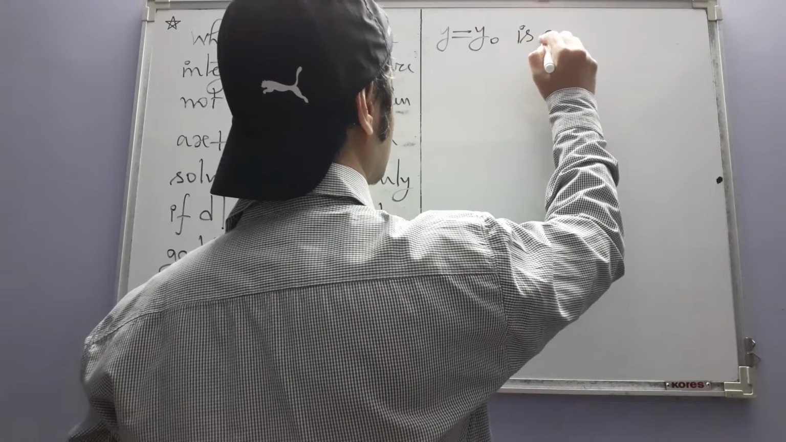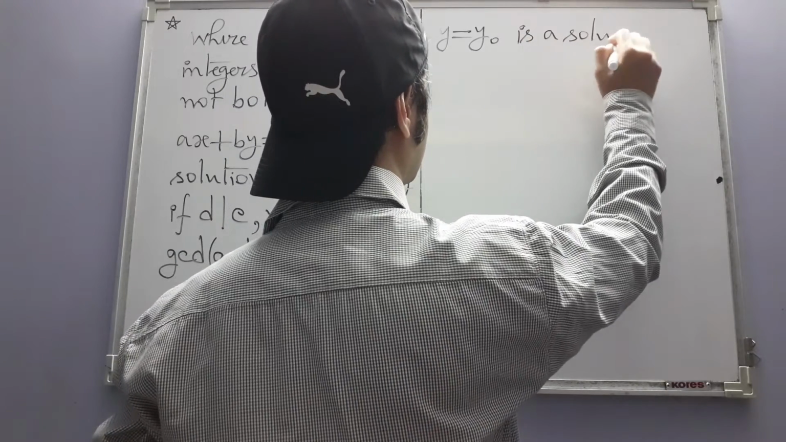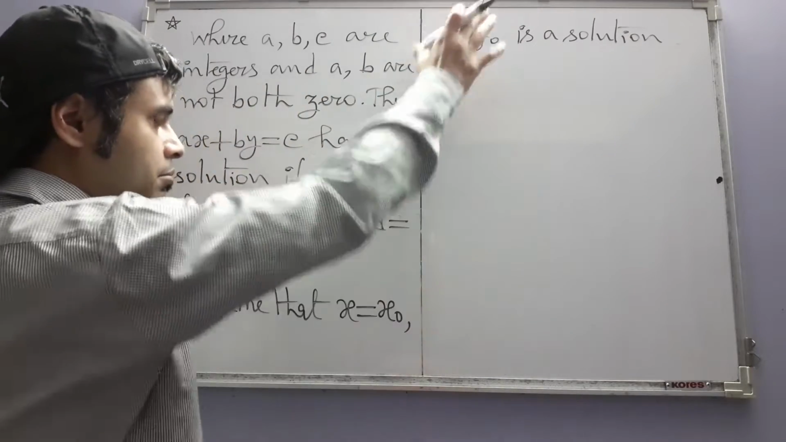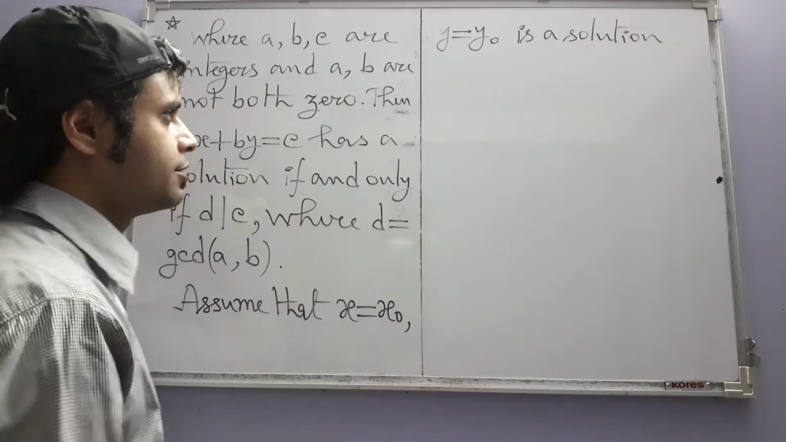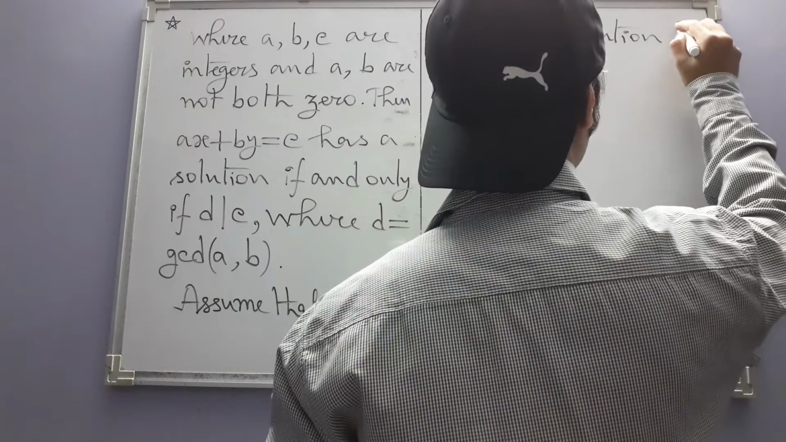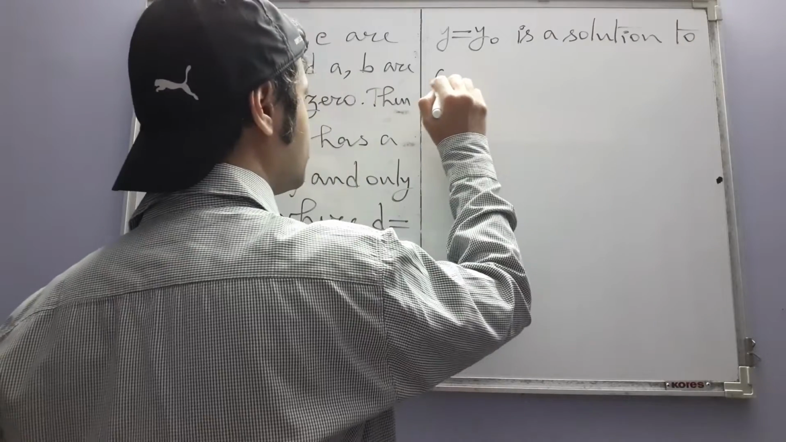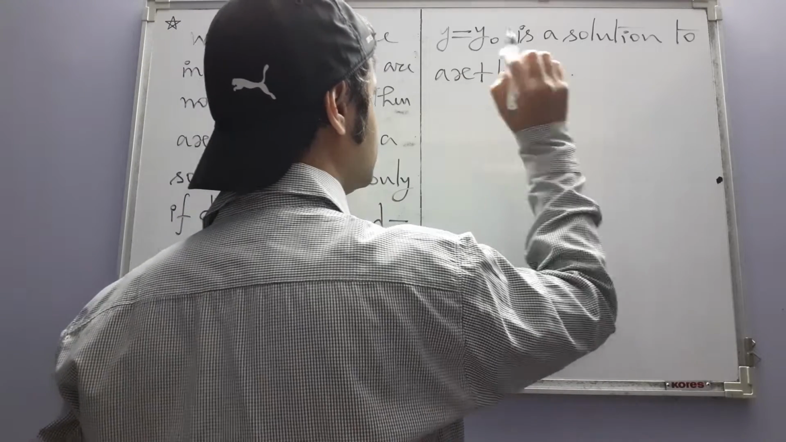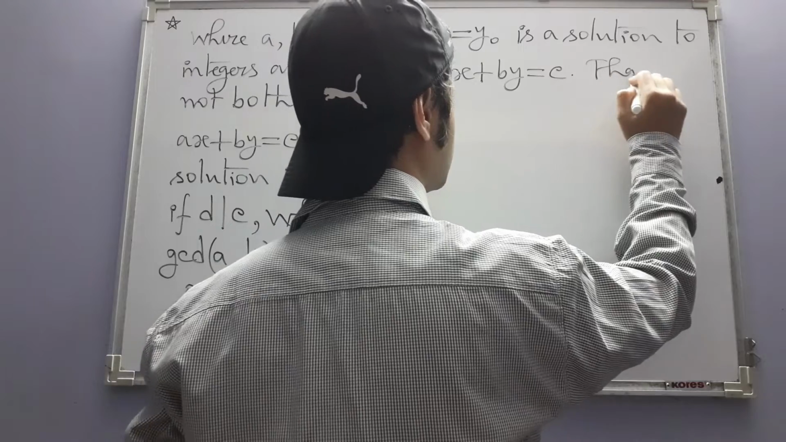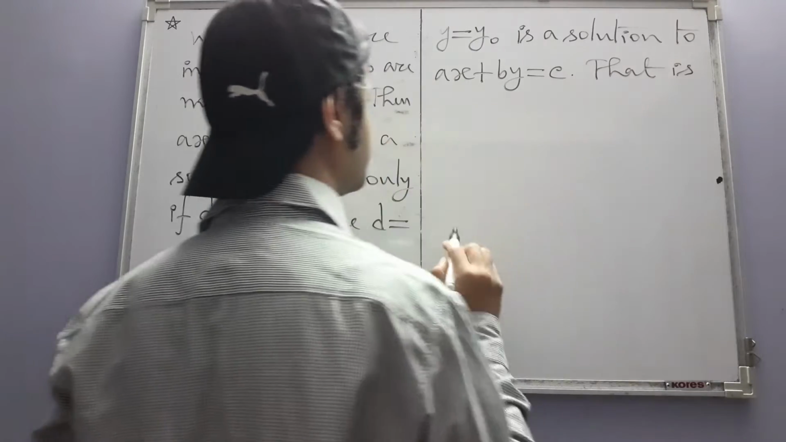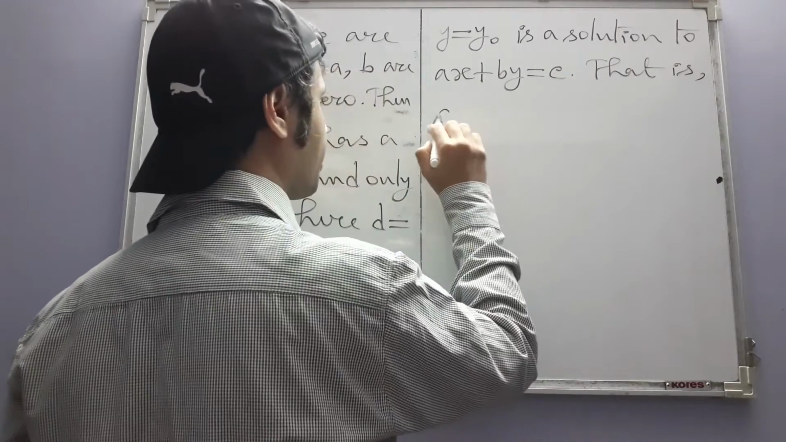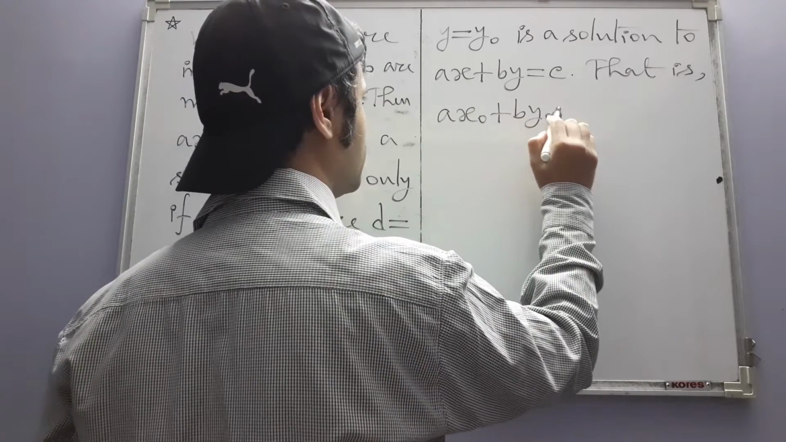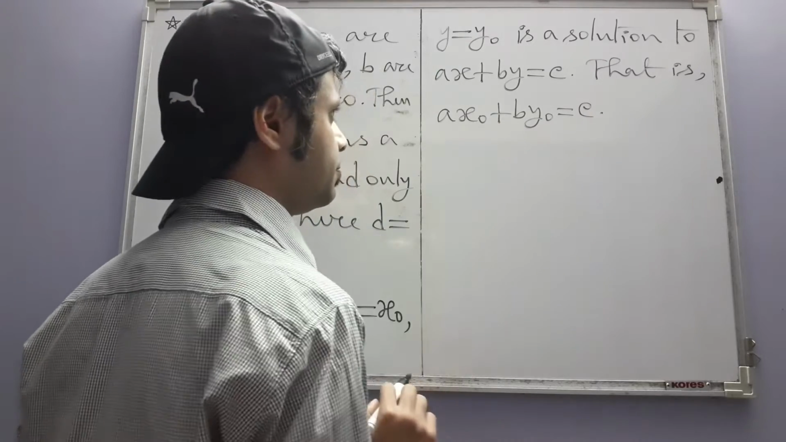Is a solution, is and not are, because they constitute a single solution. Is a solution to ax plus by equal to c. That is, ax naught plus by naught equal to c.